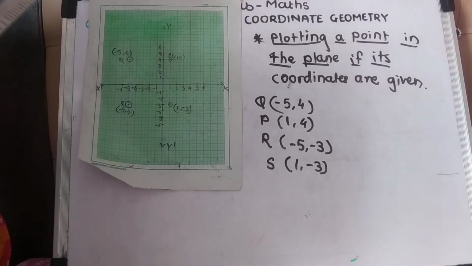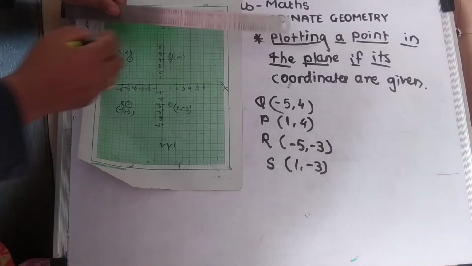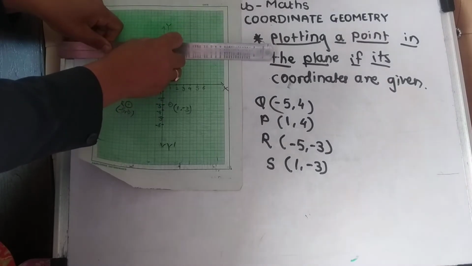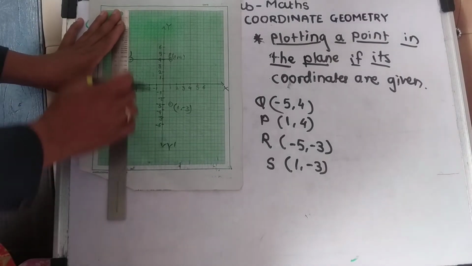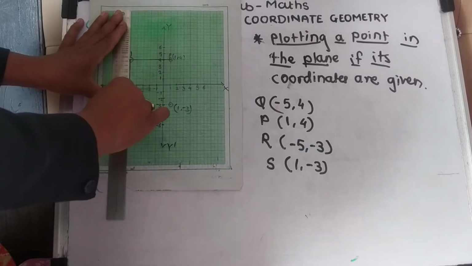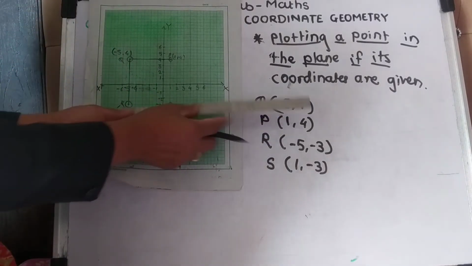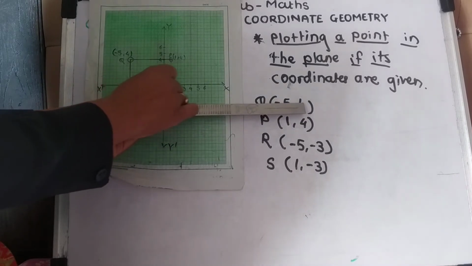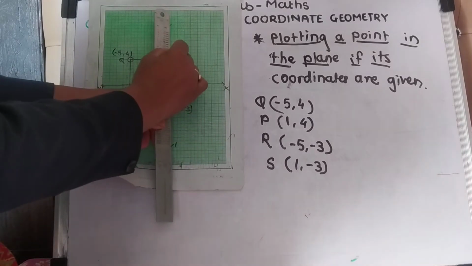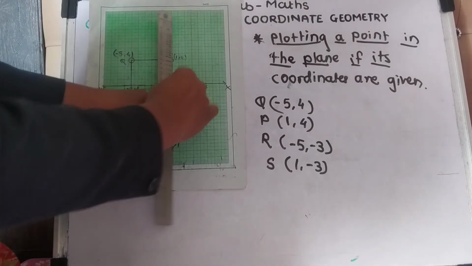After joining these points, what kind of figure do we get? Sometimes the question may ask to join the given points and tell what kind of figure is formed, and just tell the name of the figure. That is the additional question I am explaining here. So let us join. P to Q with the help of a scale. Then Q to R. Then R to S. And P to S.